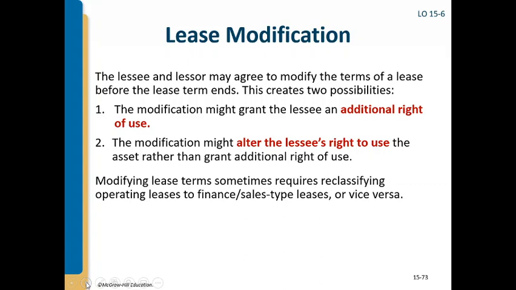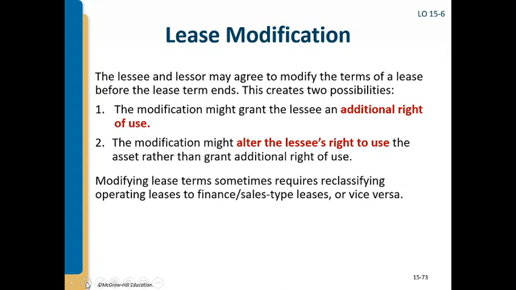Sometimes the parties agree to modify the lease terms, and there's two possibilities here. First is that the modification might grant the lessee an additional right of use. In that case, what that means is that they're terminating the original lease, and they are creating basically a new arrangement as a new lease.